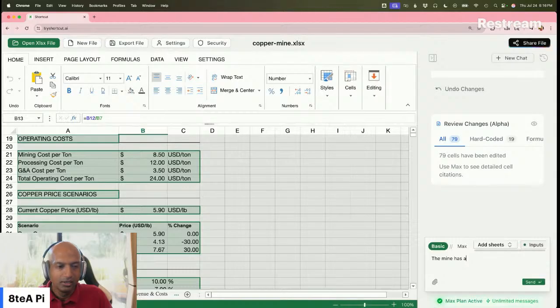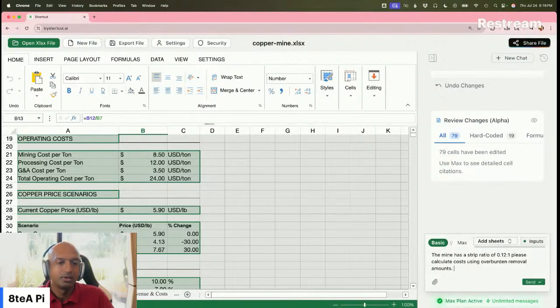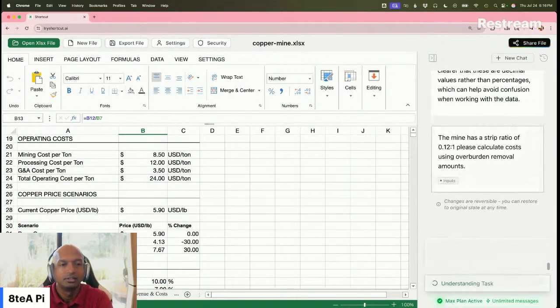The mine has a strip ratio of 0.12 to 1. Please calculate costs using overburden removal amounts. Strip ratio 0.12 to 1. Please calculate costs using overburden removal amounts. Yeah. All right. Let's see if it gets that.